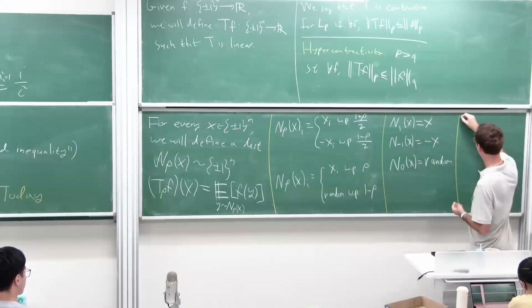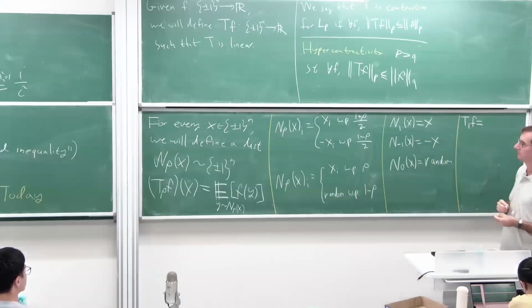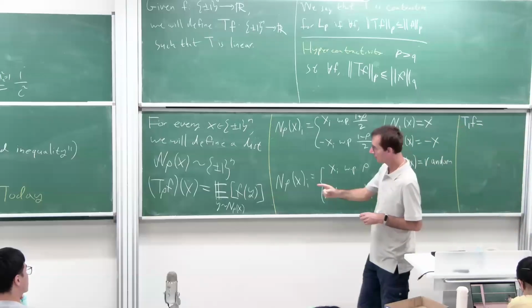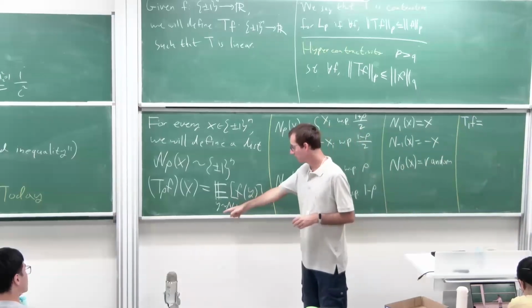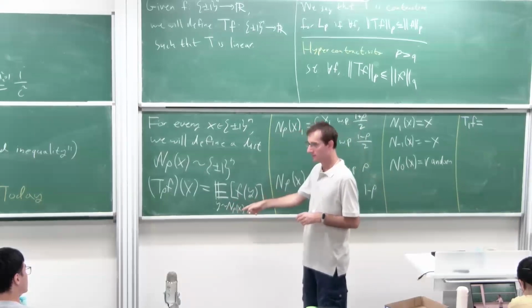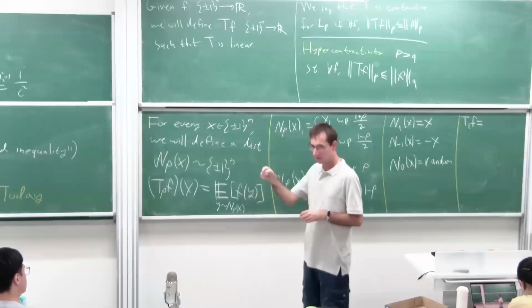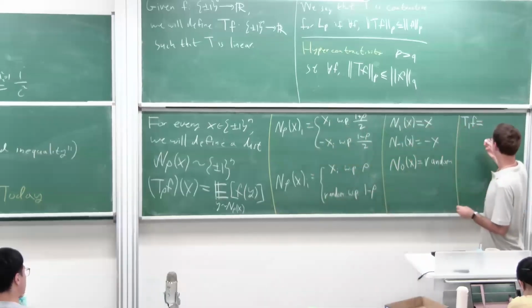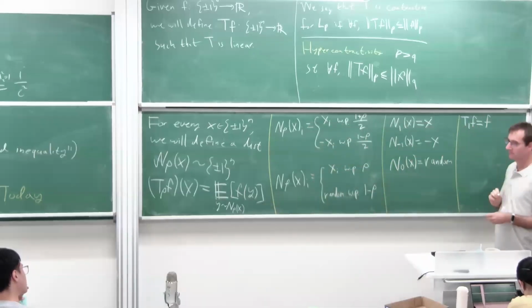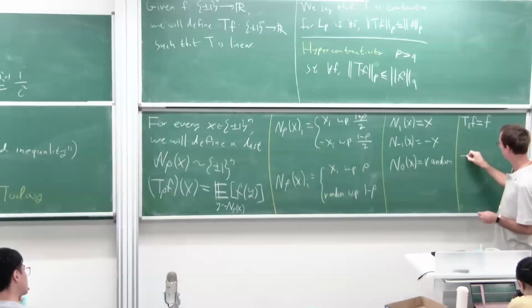Okay, so what's T_1 of f? The expectation of f. Okay, so at the point x, it's the expectation of f(y) when y is chosen according to N_1(x). But N_1(x) is just x. So it's the expectation of f(y) when y is equal to x. So it's f(x). So T_1 f is just f. Okay, and what's T_0 of f?